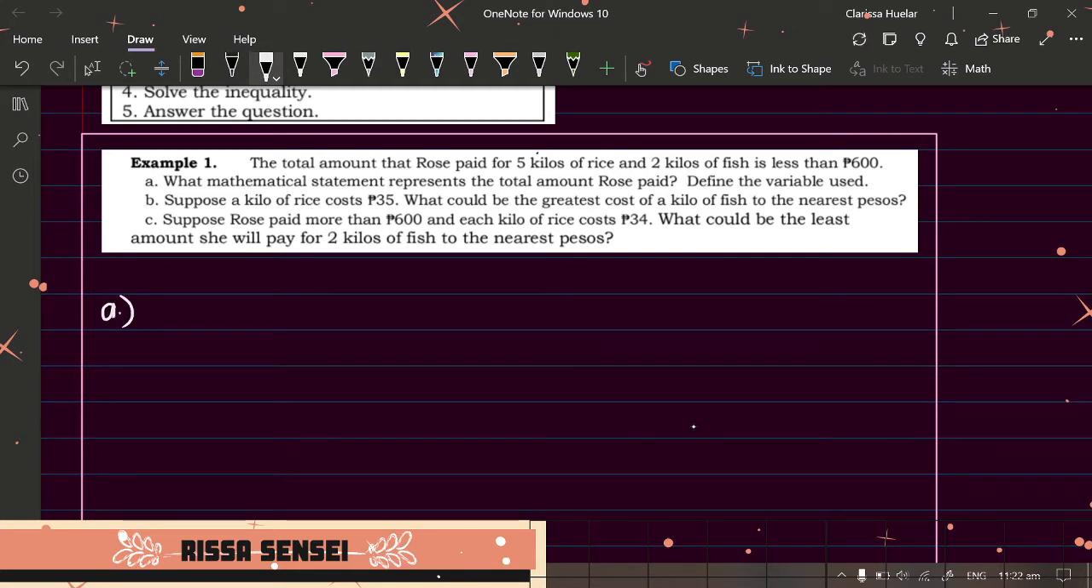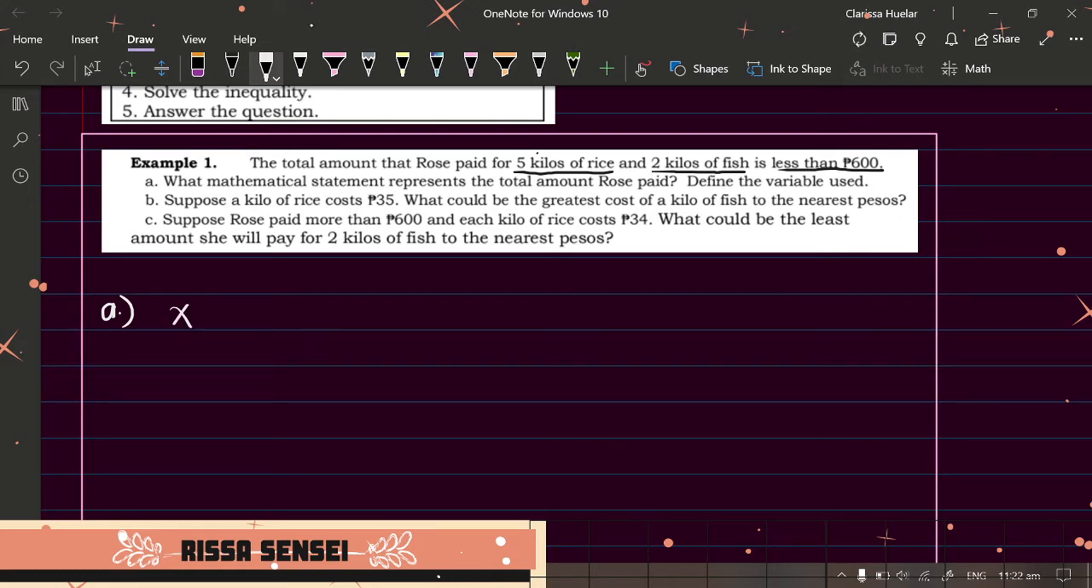So let's answer letter A. Ang question sa letter A ay, what is the mathematical statement that represents the total amount Rose paid? And please define the variable you use. So how do we answer this? Balik tayo dun sa problem. Sabi, bumili siya ng 5 kilo ng rice at 2 kilo ng isda na merong mas mababa sa 600 pesos. So, we have two variables here. Yung nagre-relate sa rice at dun sa fish.